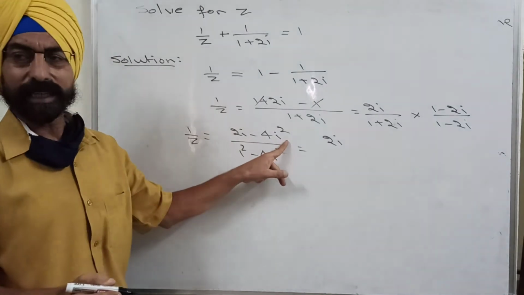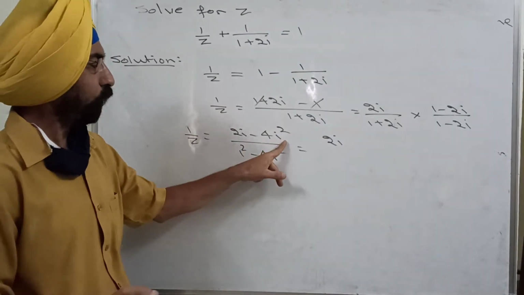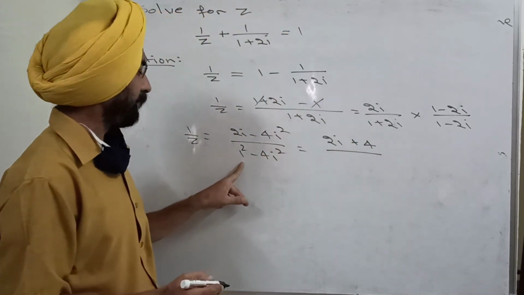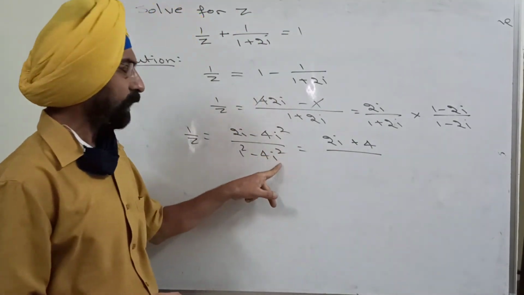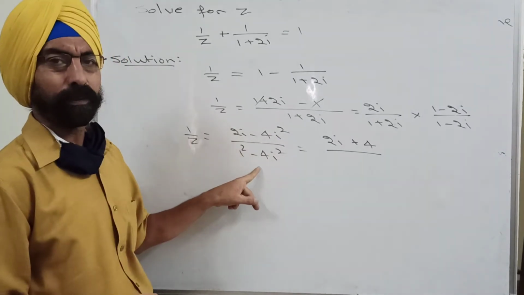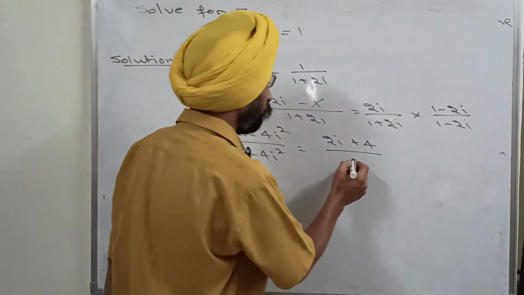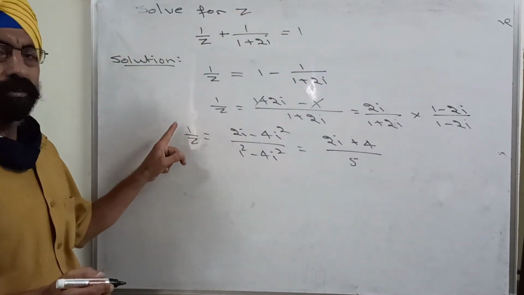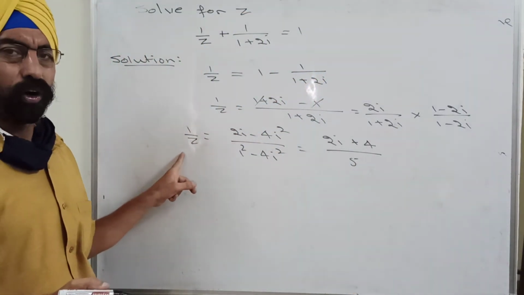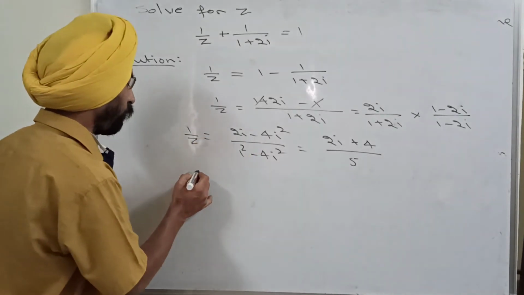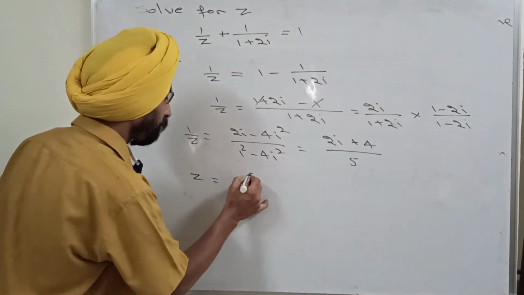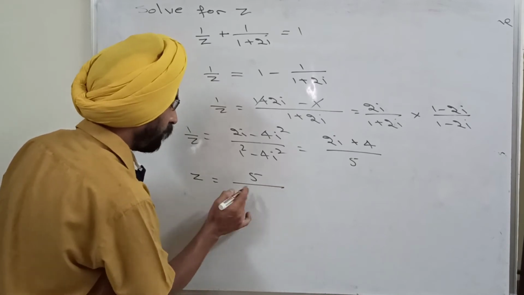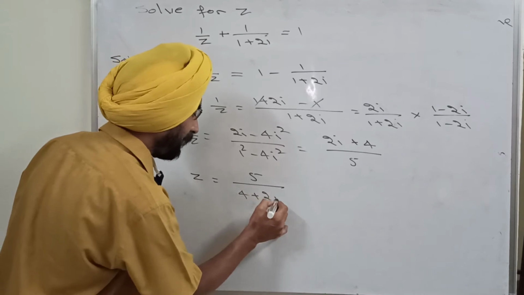Since iota square is equal to minus 1, so minus 4 into minus 1 will become plus 4. And in the denominator, 1 square is 1 and iota square is minus 1, so the second term will become plus 4. So 1 plus 4 is equal to 5. And now it is the value of 1 upon z. But what you want is z, so take the reciprocal on both sides. So your z is 5 upon 4 plus 2 iota, you can write it like this.